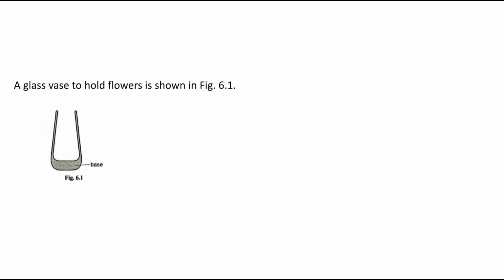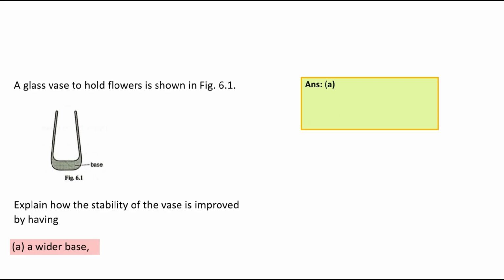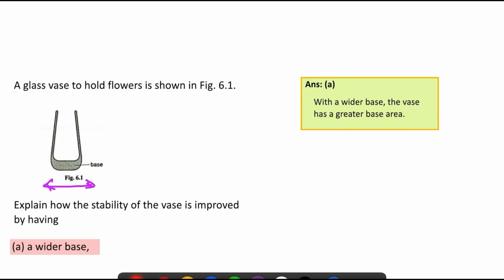A glass vase is to hold flowers as shown. Explain how the stability of the vase is improved by having a wider base. With a wider base, the vase will actually have a greater base area. The greater the base area, the more stable it will be. So here, the wider base means greater base area. Hence, more stable.